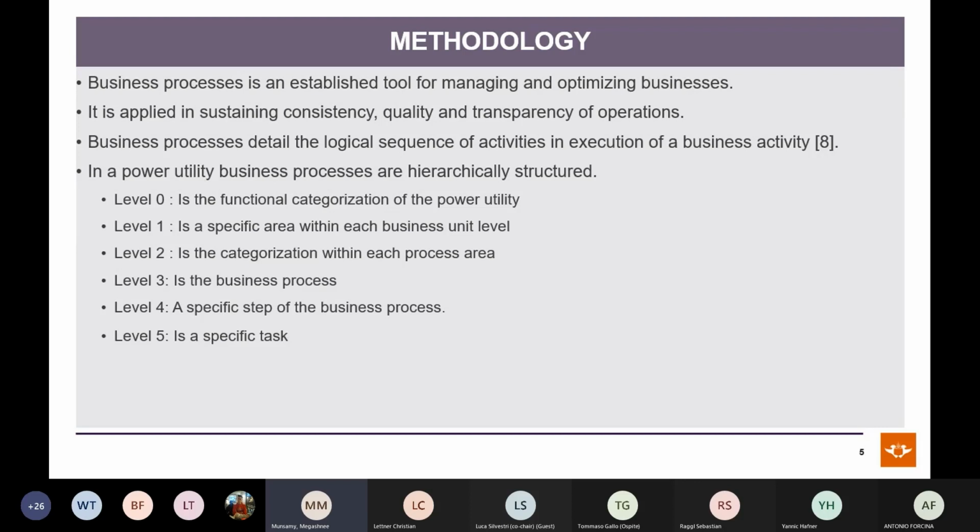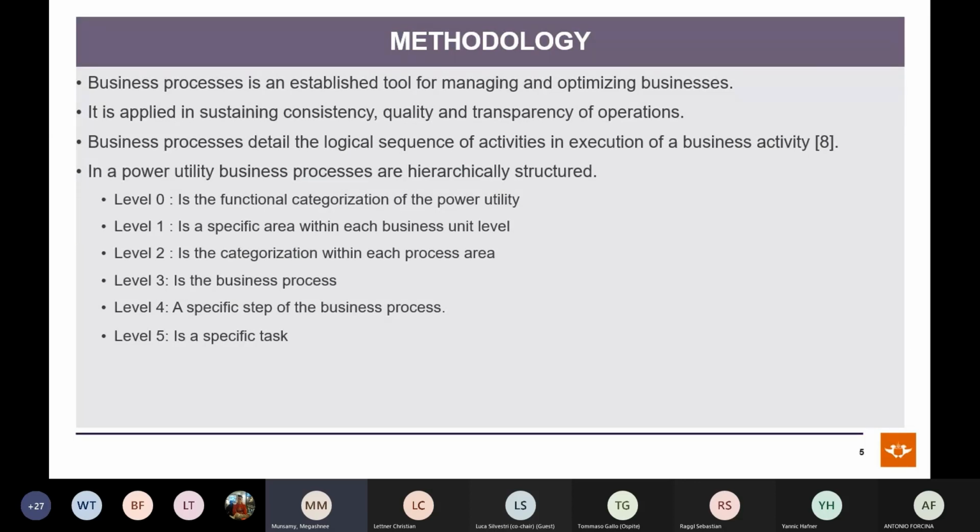Level 2 is a categorization within each process area. So if we continue with boiler, process area could be boiler operation, boiler maintenance. Then level 3 is the business process itself, which tells you the activity to be done. So an example would be the startup of the boiler. And level 4 is a specific step of the business process. So it could be saying, ensure that all inspection openings are properly gasketed and closed.